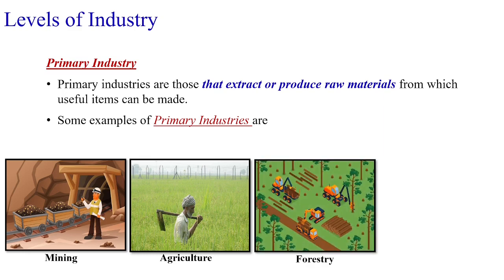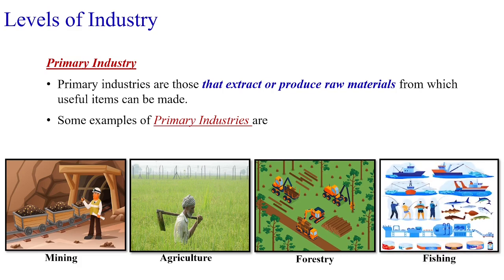Next, forestry. Forestry is the practice of managing, cultivating and conserving forests and wooded areas. Forestry is the sustainable production of timber and wood products. Timber and wood are considered raw material for the production of lumber, plywood, paper, furniture and other wood-based products. As it produces raw material, forestry is also considered a primary industry.